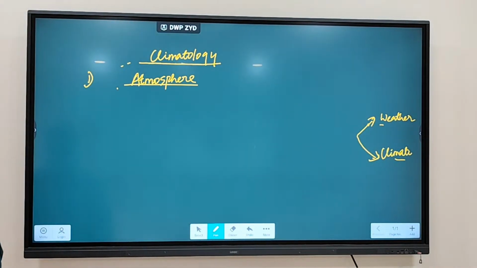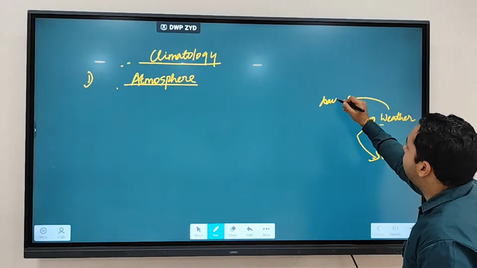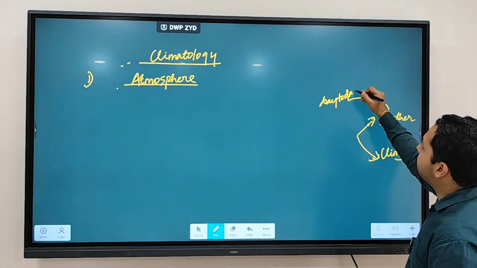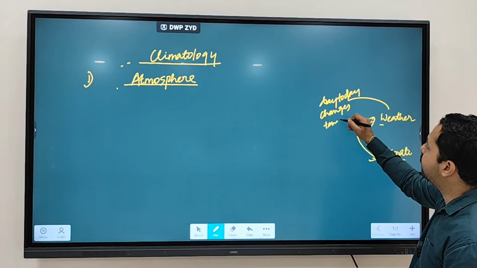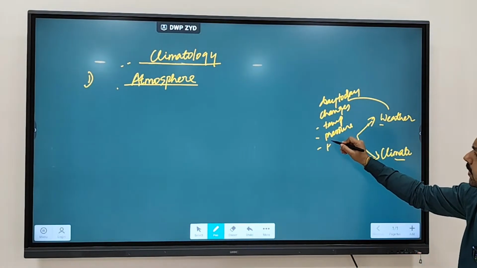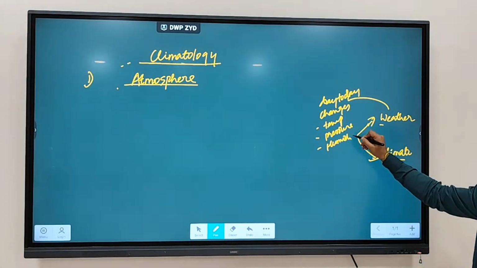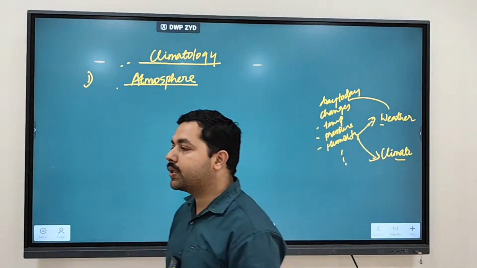Weather keeps changing, while climate has a particular period of time. The weather is day-to-day changes. What are the day-to-day changes? Day-to-day changes in temperature, pressure, humidity, and other aspects. When you monitor the day-to-day changes in such things, that is going to be called as weather.